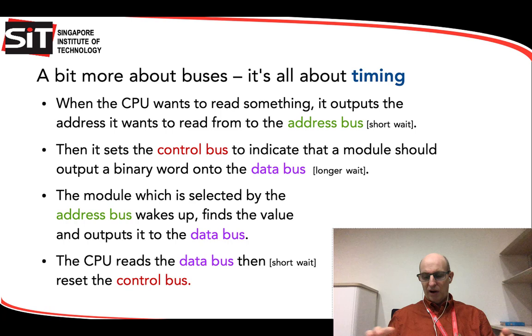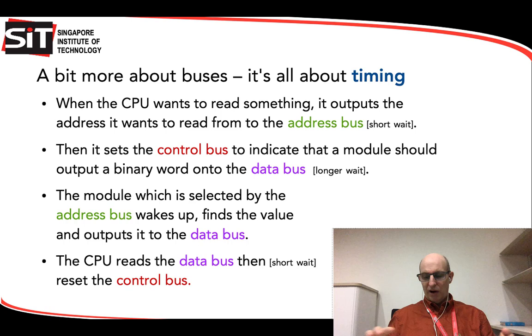Then it sets the control bus to say, hey, you, peripheral, whatever peripheral this address relates to, I want to read something from you. You need to find that piece of information and give it to me. The peripheral that's selected, that the address bus refers to, wakes up and it looks internally and it finds the piece of information the CPU wants. When it's found it, it pops it onto the data bus.